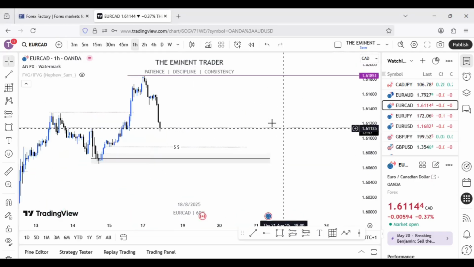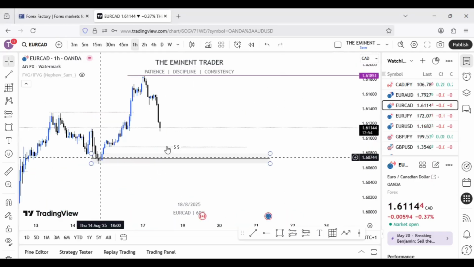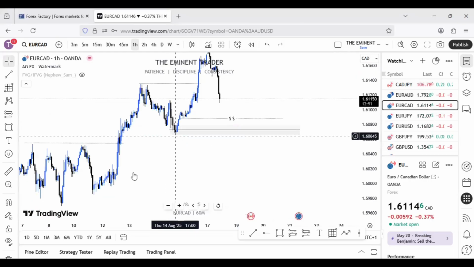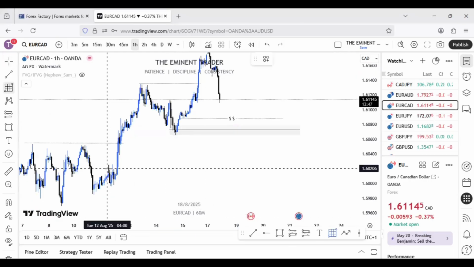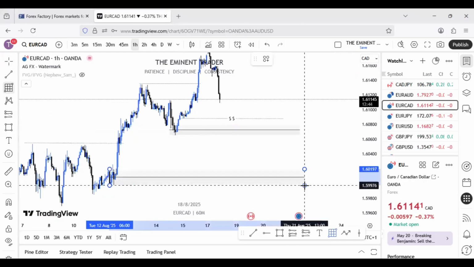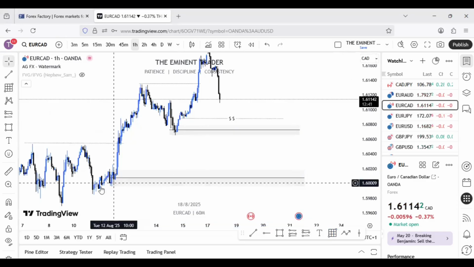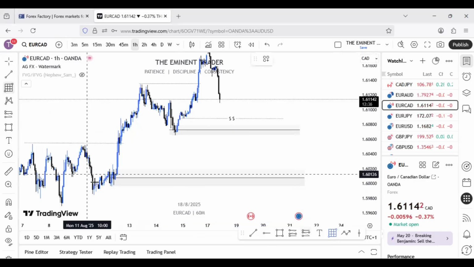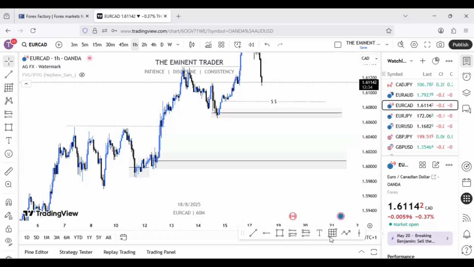Remember, this is 1 hour. So I have my point of interest. So I have no business with this area yet. It is only if that area is broken that I'll start looking at this. This is another point of interest that's mitigated this one. So there's nothing here. There's nothing here. And there's nothing here too.